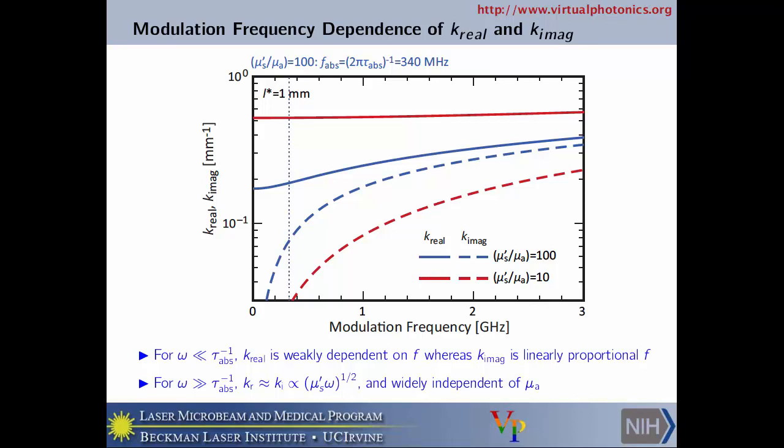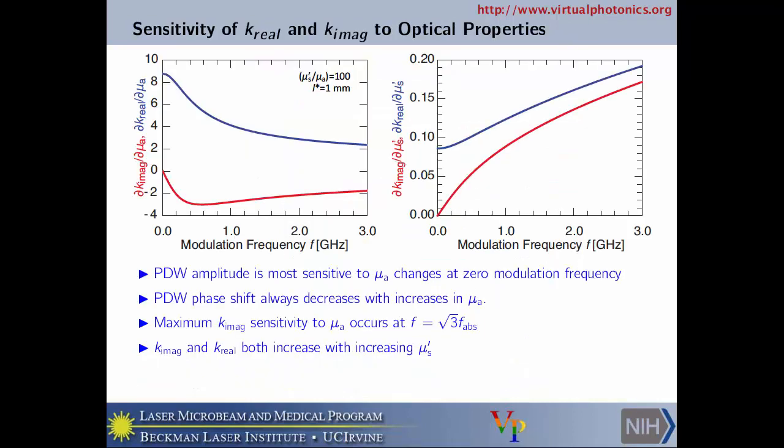So that's where you see this nonlinearity or this dispersive quality of the propagation of the photon density waves, and that's where you get differential sensitivity to absorption versus scattering. So you really need to probe across this frequency scale relative to the absorption relaxation time. Okay? And a way to see that is looking at sensitivities.